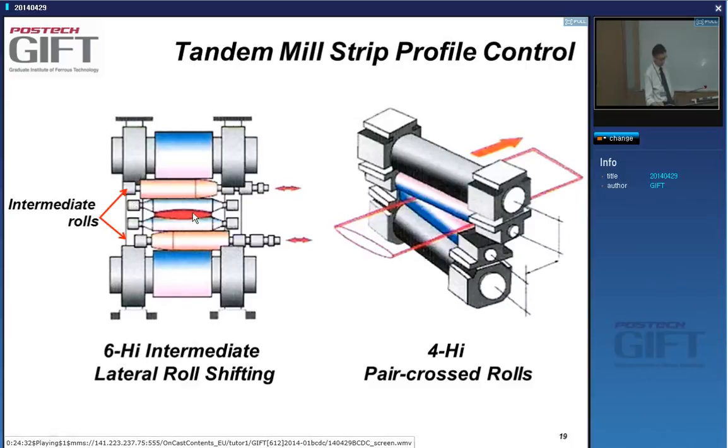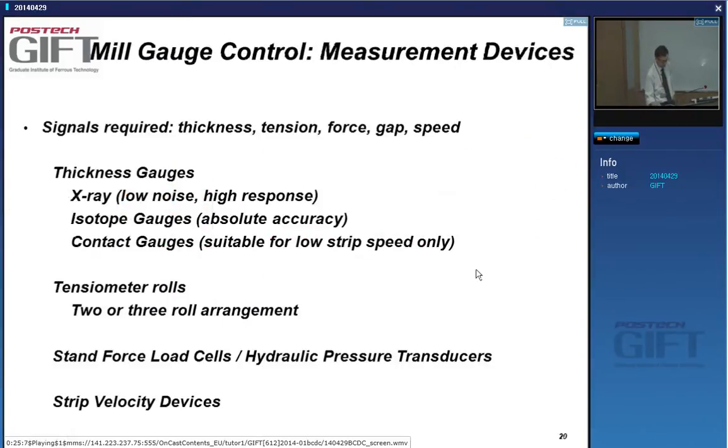In addition to this, you can also have lateral roll shifting. You see the rolls here are asymmetric, and it allows you to do some additional types of bending, which we'll discuss in more detail later on, to achieve the right strip profile, that's the cross-sectional shape of the strip. You can have lateral roll shifting, or you can even have cross-bar rolls. All these things are very common in modern cold rolling mills.